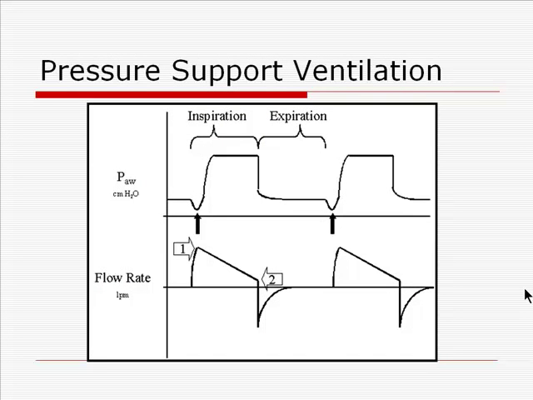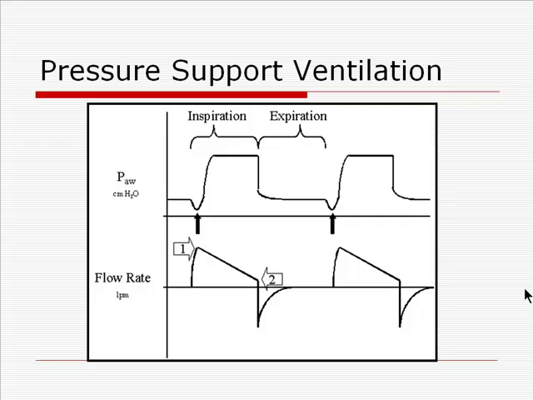Both assist control and IMV are volume-driven modes of mechanical ventilation, in that the ventilator has as its primary directive the delivery of a volume of gas, no matter how much pressure that may take. Pressure support and the next topic, pressure control, are both modes of mechanical ventilation in which the ventilator's primary directive is to deliver a set pressure into the airway tubing, regardless of what volume may actually be delivered as a result.